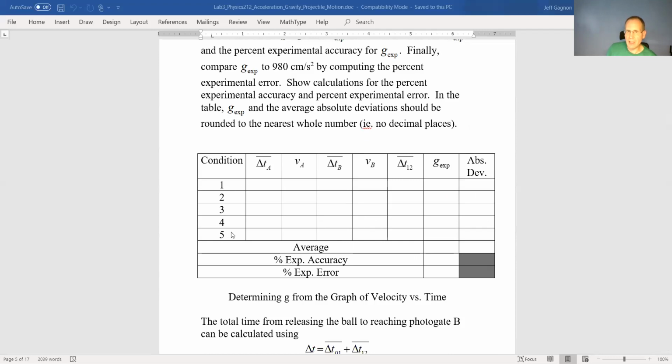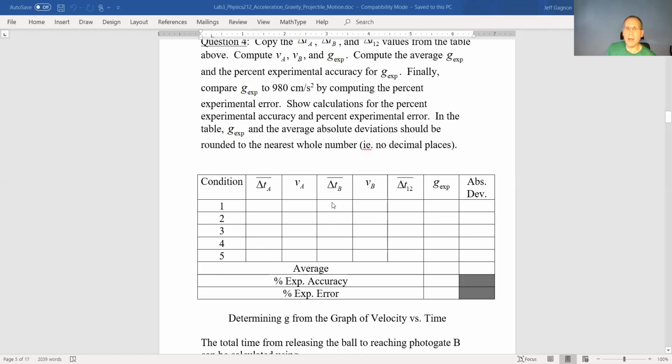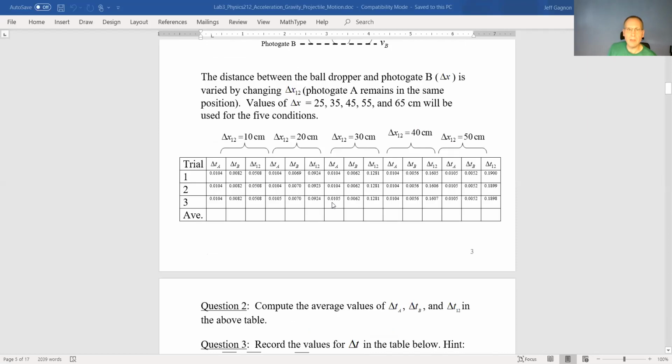The location of that second photo gate relative to the first photo gate increases from 10, 20, 30, 40, and 50 centimeters. And this first column here, or really the second column, I guess, is the average delta TA. And then this one is the average delta TB, and then the average delta T1,2. Well, you already have those values, right? You already computed those values back in question 2 in this big table. So you just need to record them again.